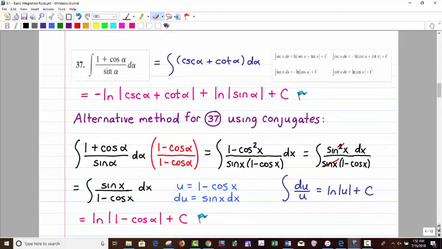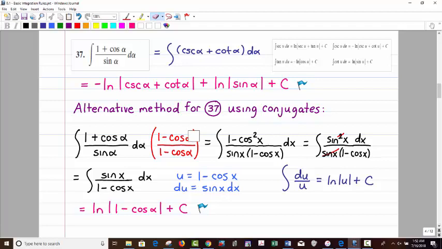Now, had I done this with conjugates, it would have looked like this. I would have taken top and bottom, multiplied it by the opposite, which is 1 minus cosine of alpha. I would have gotten 1 minus cos squared. Oh, it looks like I magically changed the variable to x, didn't I? Well, I should have left it as alpha. As you can see, I wrote it back in alpha in the answer. Maybe I'll have to fix that one of these days, but that's all right. Pretend like it says alpha. And then 1 minus cos squared is sine squared. So sine squared over sine would cancel out the sine on bottom, leave a sine on top, over 1 minus cosine.